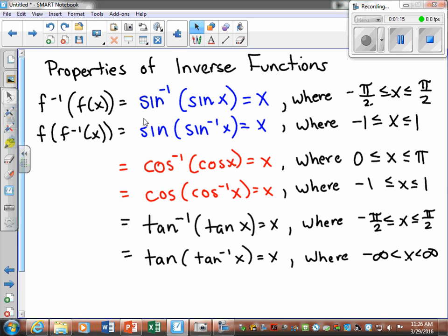Okay, these are just the basic trig functions. So sine is from -1 to 1, cosine is -1 to 1, and the tangent function was negative infinity to infinity. But what we want to see is when you take the sine inverse of sine of x, you're just going to get x. So we're going to apply these properties with some different trig functions in these next few examples.